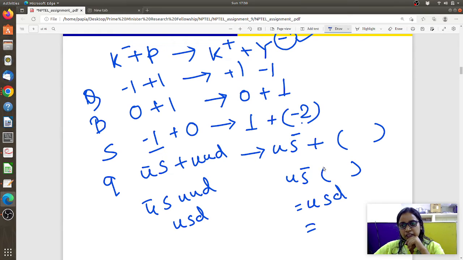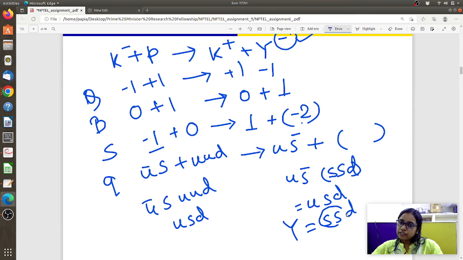So what will be that one? See here. Here U is there. So S bar is there, so that means one S will be there, another S will be there, and D will be there, so that as a whole USD will be there. So that means for Y the quark content will be SSD. And obviously, is it correct or not?